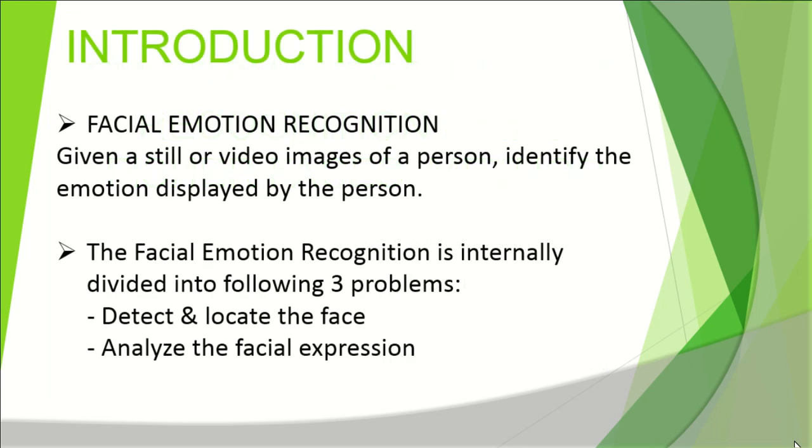Before going into the problem, let us first discuss the problem statement for emotion recognition. If you are given a still or a video image of a person, you have to identify the emotion displayed by the person. The statement seems simple enough, but this problem itself is made up of, or dependent on, two more problems. The first is you have to detect if a face is present in an image, and the second is locate the face, and then comes the analysis of the expression. Now, in this project, we concentrate on the expression analysis aspect of the problem.